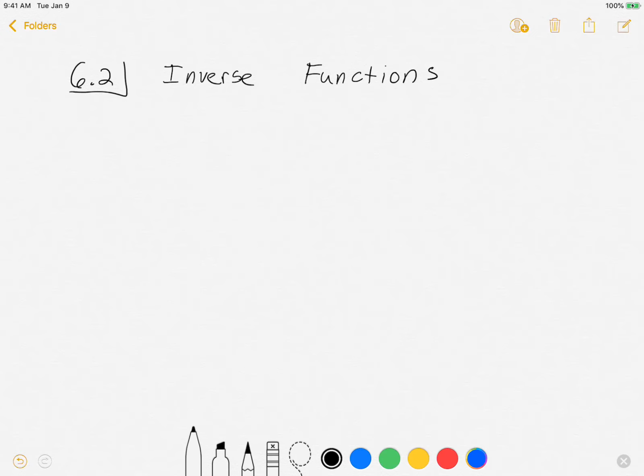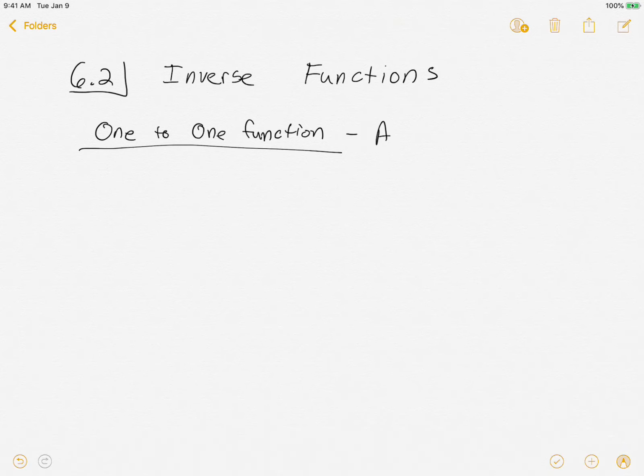6.2 is going to be over inverse functions. Okay, before we talk about inverse functions, we must first talk about a one-to-one function. A one-to-one function is first a function.